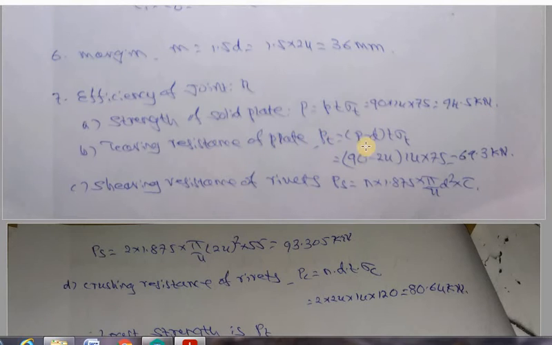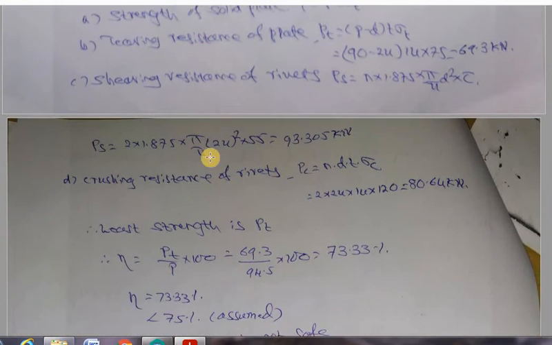Tearing resistance of plate: P minus D into T into sigma T. When I put all the values, I will get 69.3 kN. Shearing resistance of the rivet PS: I will get N times 1.875 D square into tau. When I put all the values, I will get 93.75.